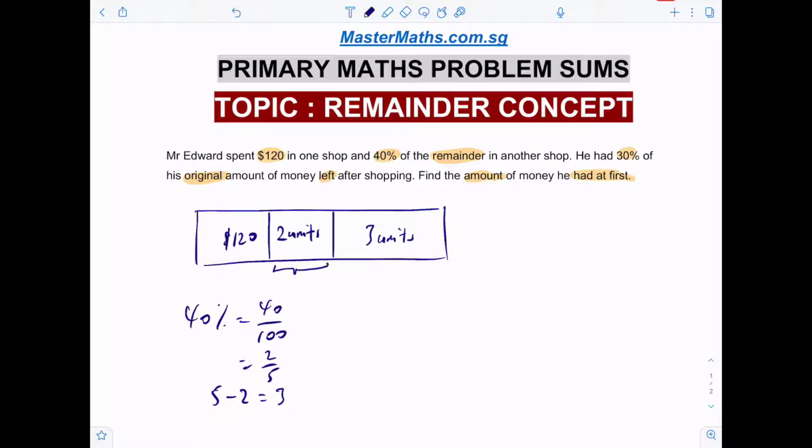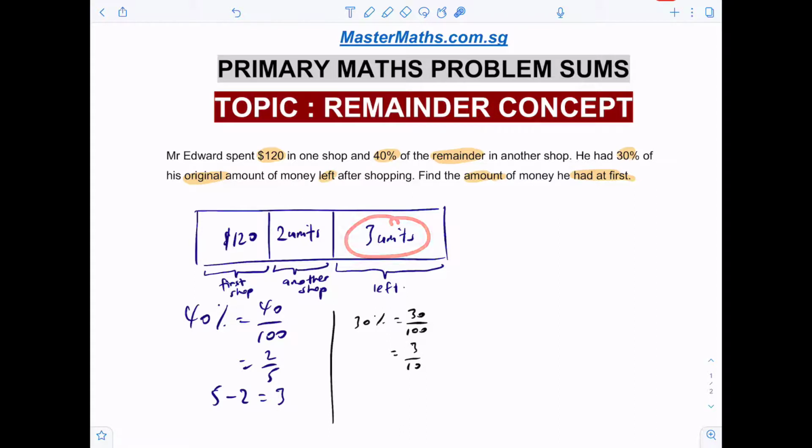Okay, so this is at another shop. And this is at the first shop. And this is what is left. And they have mentioned that he had 30% of his original amount of money left. So what is 30%? Again, put it in fraction for ease of understanding of units. 30 over 100, simplify, 3 over 10. He had 3 out of 10 units of his money left, which is indeed true.